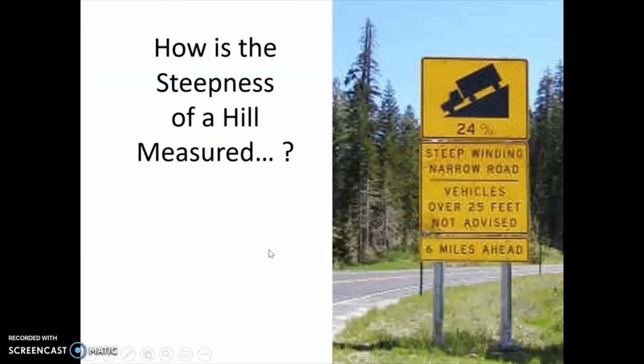Let's try to look at another concept now. Let's talk about the steepness of a hill. How do we measure the steepness of a hill? All right, so here is a sign on the road, and we can see clearly it's showing that there's a hill coming up, and it gives a percentage here.